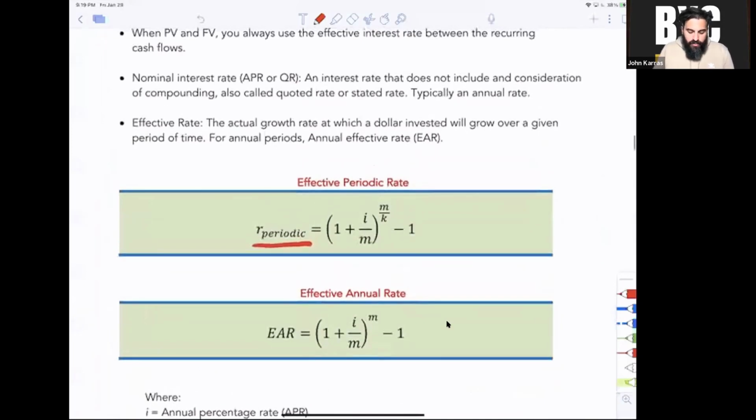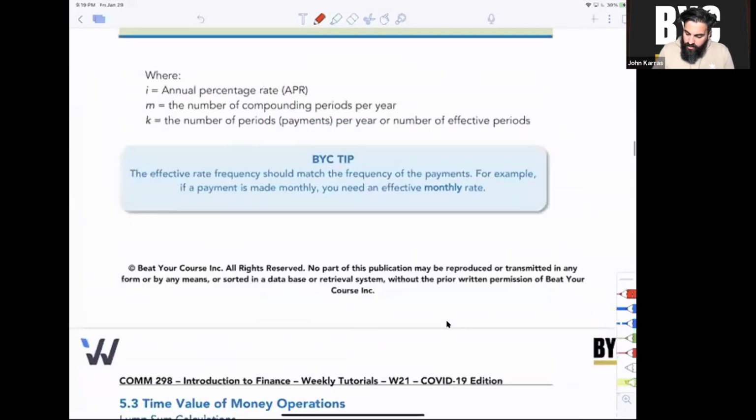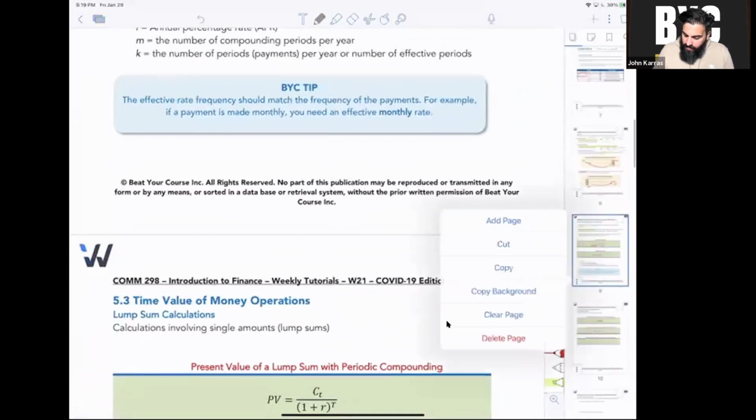Now, what is a nominal rate? Okay, I've written it up here. A nominal rate, or sometimes we refer to it as an APR, stands for annual percentage rate, or QR, which stands for quoted rate. This is simply your interest rate, but your interest rate without considering any compounding. Now, what I mean by that is, and I'm going to use just some blank space here.